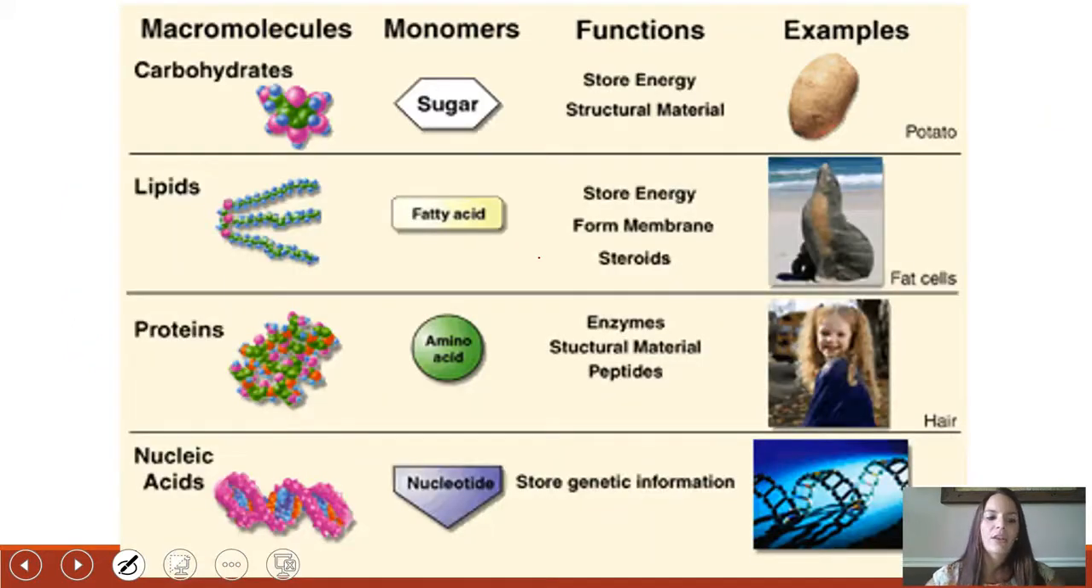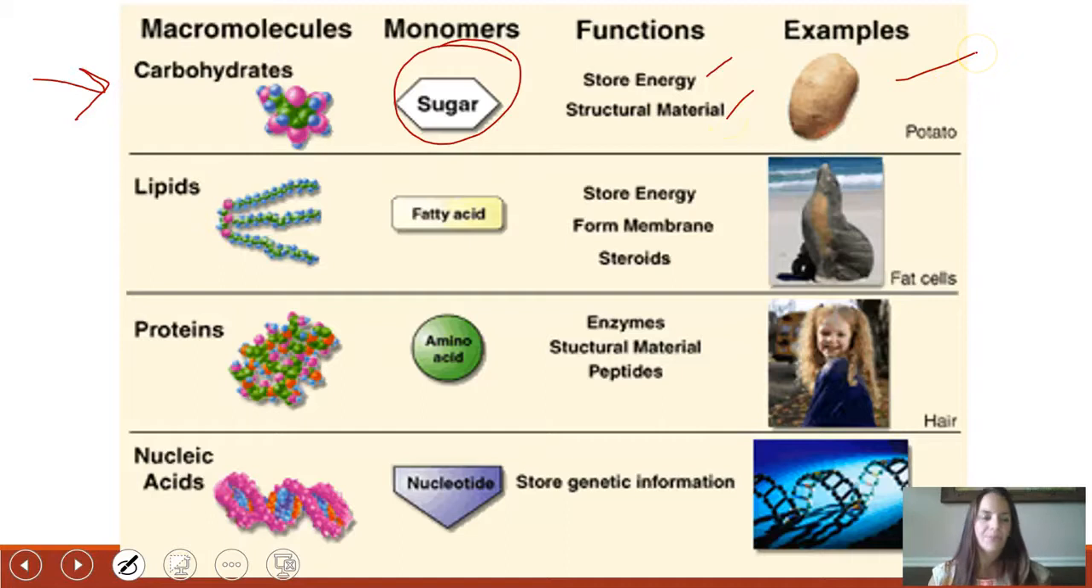And here's just another little infographic to kind of show you the breakdown. We have carbs. The monomer, of course, is sugar. Functions: store energy, some structural, and an example, a potato. Lipids. This is their structure. The monomer is a fatty acid. They store energy, steroids, membranes, and things like fat cells.